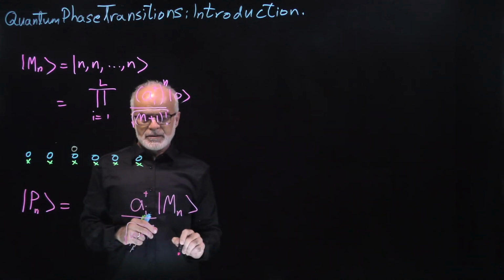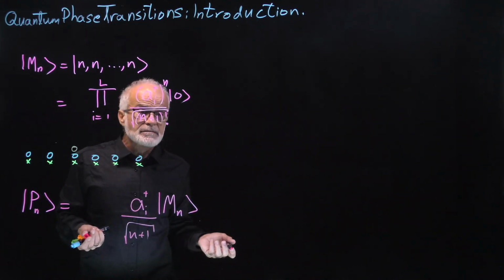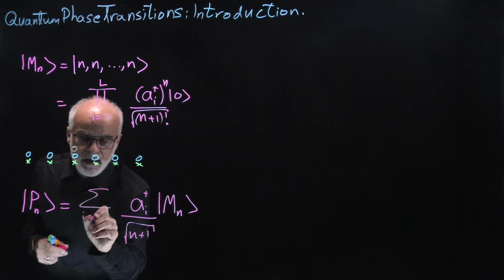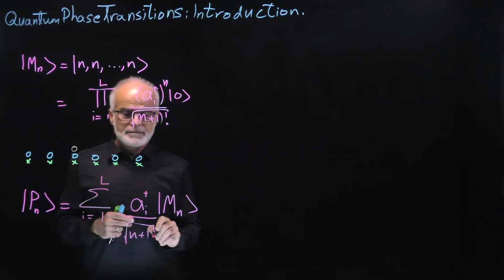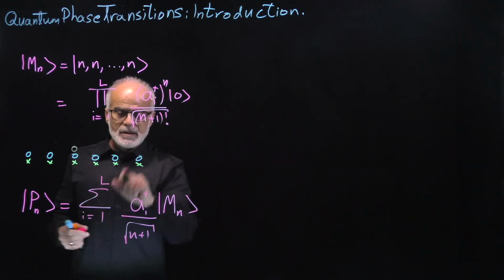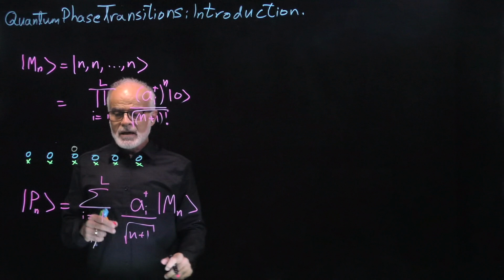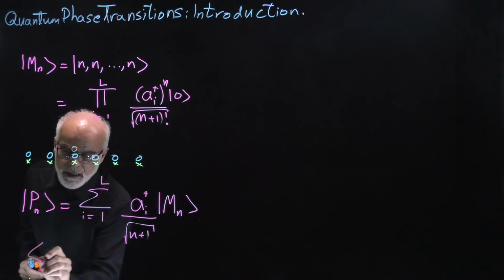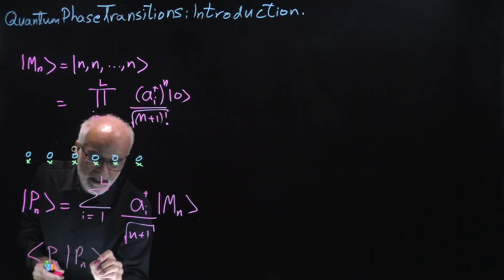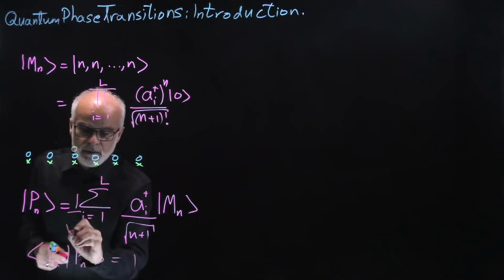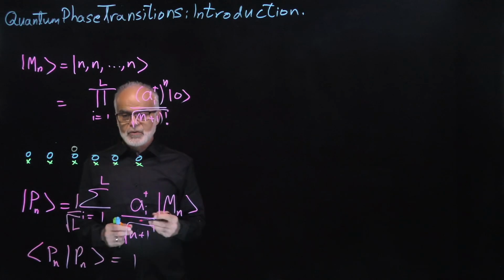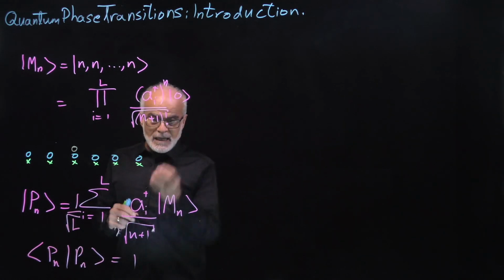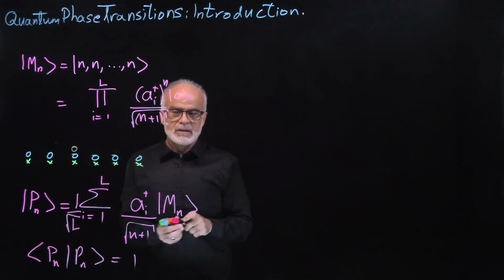But where do we create this particle? This particle can be created anywhere. And therefore, we have to do a sum. In fact, it is a superposition over i from 1 to L, so that we can allow the particles to be created anywhere. And of course, we need to normalize, since we are adding L such terms, because we want the norm of P_N to be equal to 1. I have to normalize by dividing by the square root of L. So this is the particle doped case. I add a particle to the Mott insulator.